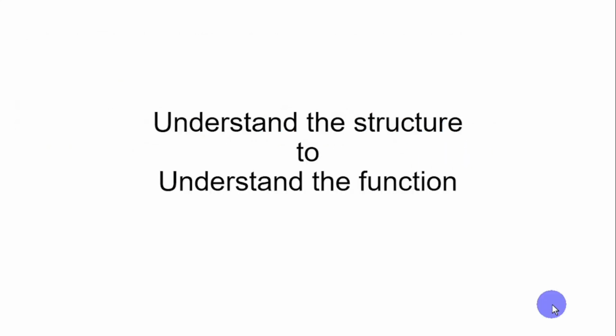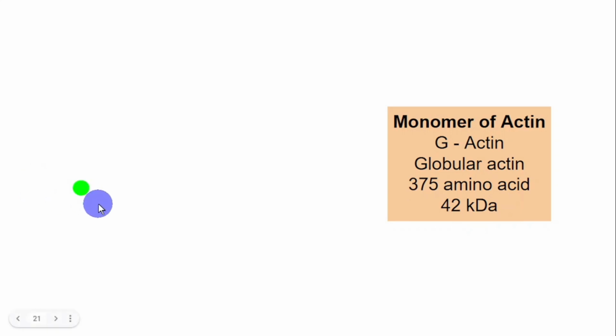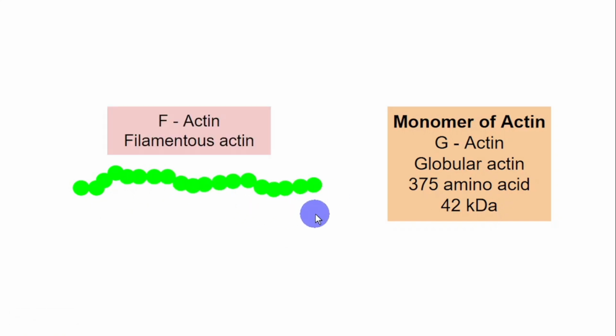So let's understand the structure of muscle to understand how muscle contraction occurs. First I will explain what actin filaments are. Actin filaments are called the thin filaments of muscle. This globular actin is called G-actin. Then it polymerizes this way to form a filament. This is called F-actin, filamentous actin.